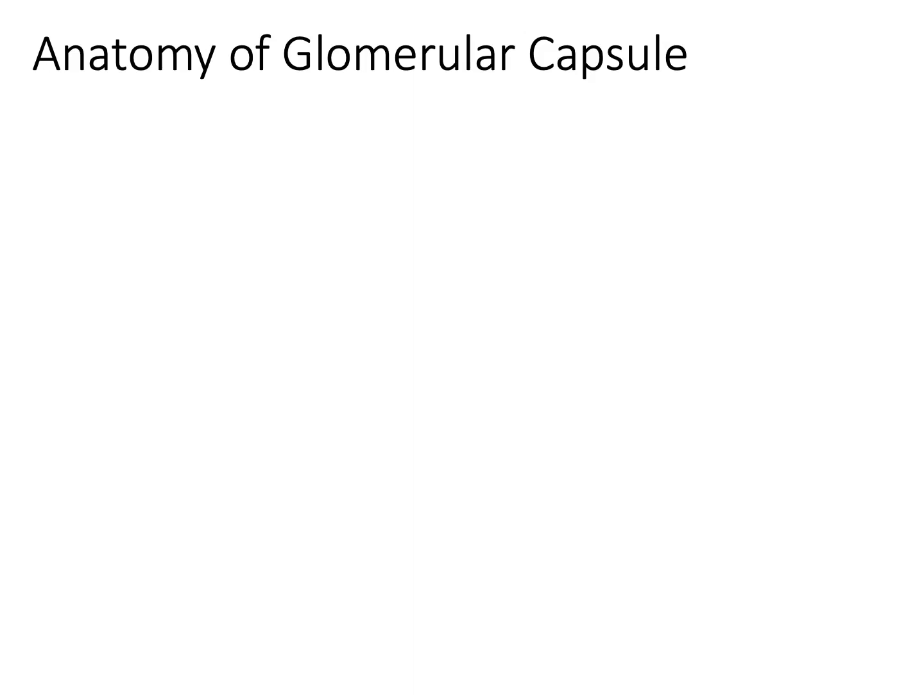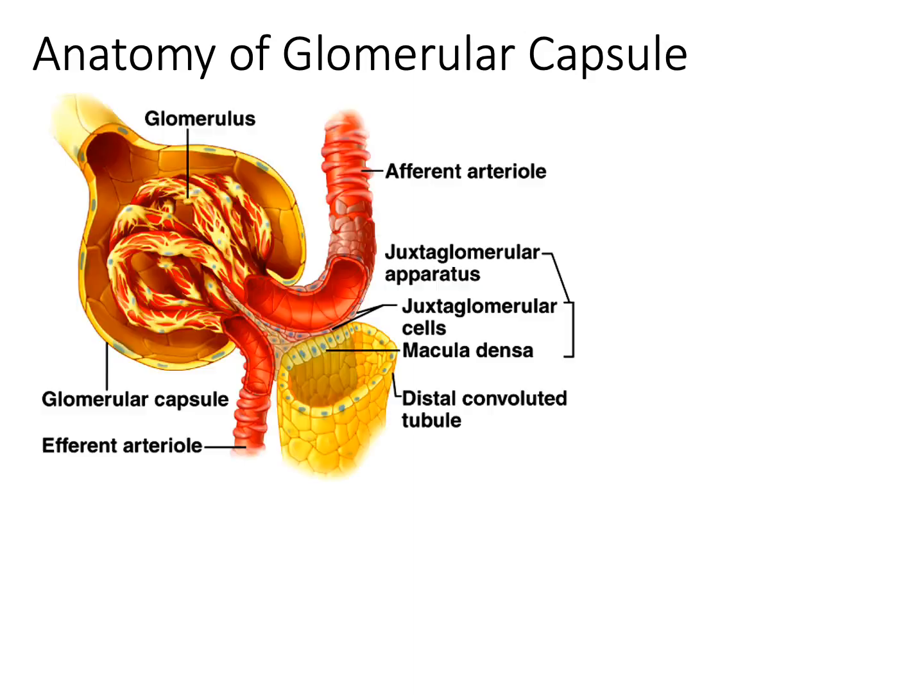So let's take a look at the glomerulus itself. The glomerulus itself is going to be a cluster of capillaries coming away from the afferent arteriole, heading to the efferent arteriole, that's going to be housed within the glomerular capsule or Bowman's capsule.